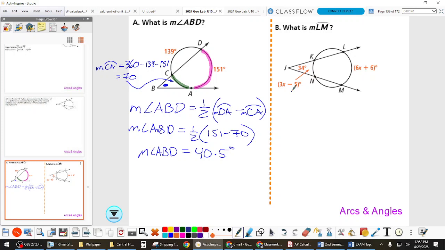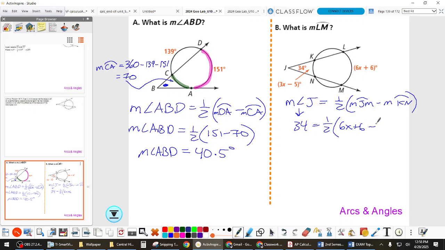So which situation is that one? Yep, two secants intersecting outside. So the measure of angle J equals 1/2 arc JM minus arc KM. Okay, we just fill in what we know. So we know that's 34, and JM is 6x plus 6.